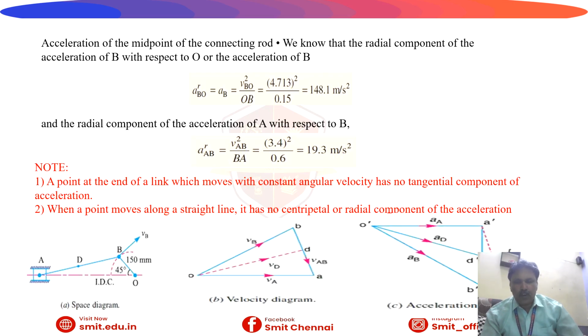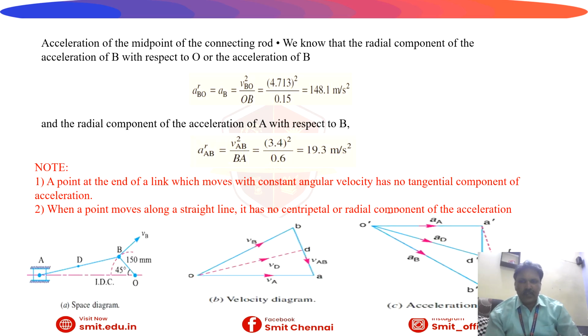So again, this is followed by the acceleration diagram, having two important components over here. What are the two important components? That is a_BO, that is nothing but V square BO by OB, that is 4.713 square divided by 0.15, that is we will get 148.1 meter per second square, followed by radial component, that is V square AB by BA, which is equal to 3.4 square divided by 0.6, equal to 19.3 meter per second square.